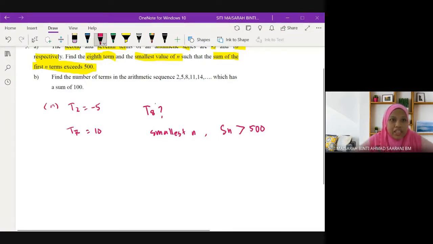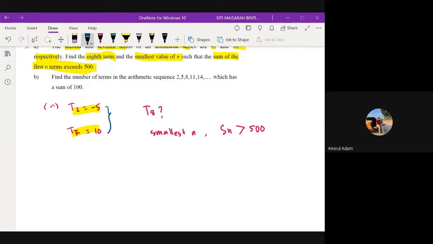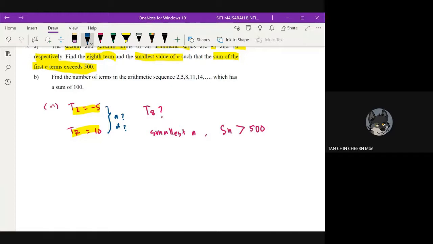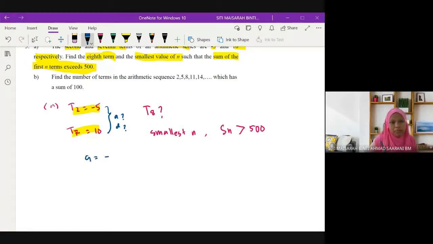Yang maklumat yang T2 dengan T7 ni kena predict dah. Awak akan dapat apa ni kalau awak solve dua benda ni? Agak-agak awak dapat apa? A and D. First term dengan D ya. Dua benda ni awak akan dapat. Okay. After awak dah dapat A and D, awak boleh cari T8. Okay. Kalau ikutkan jawapan dia, A dia dapat berapa? A is -8. D is 3. D3 awak dah cari kan? A is -8, D is 3.